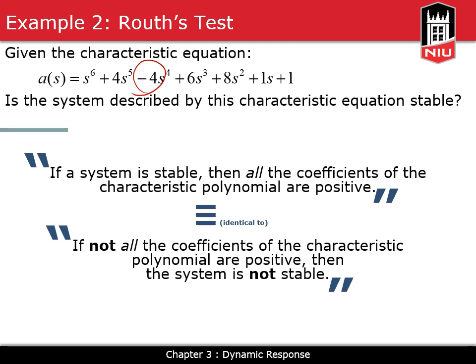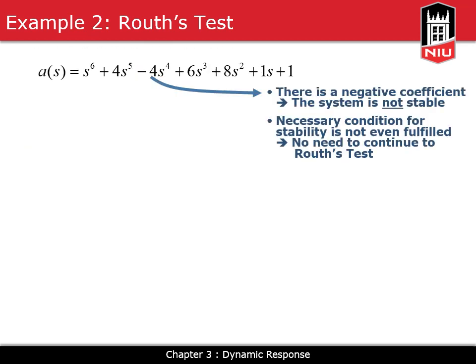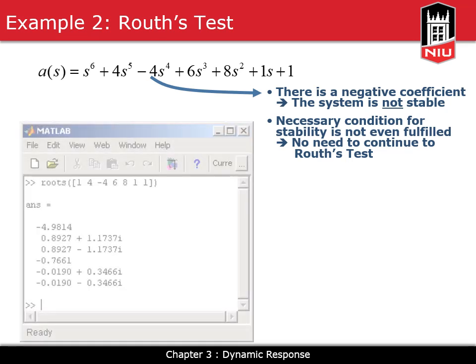No need to set up the Routh array if we want to see if the system is stable or not. From here, we know that it is unstable. So we see that because of that one negative coefficient, the system must be unstable. Let's check our answer with MATLAB.